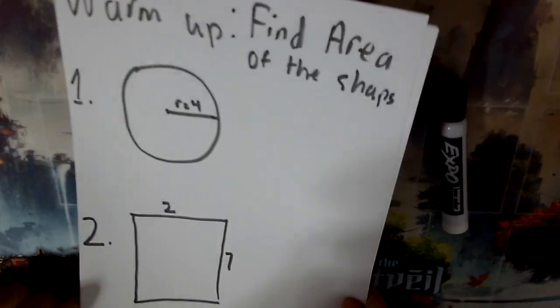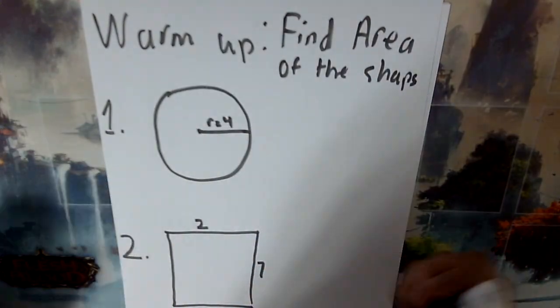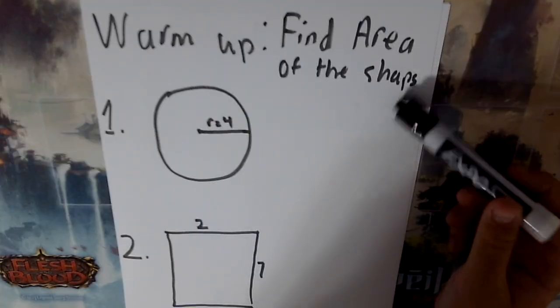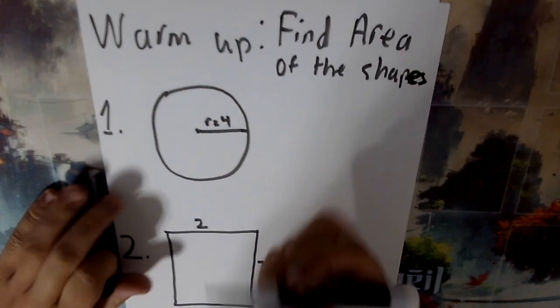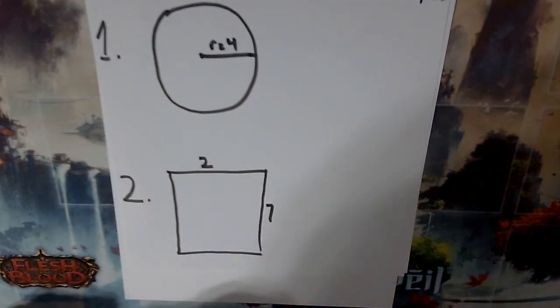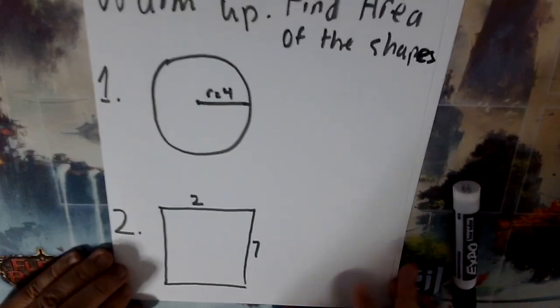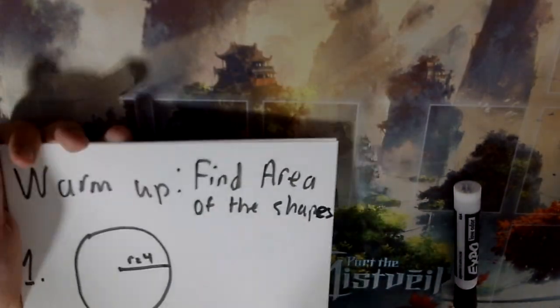I'll give you a couple of seconds to do it, but let's read the warm-up first. Warm-up: find the area of the shapes. We have a circle with radius 4, and we have a square with side lengths 2 and 7. I'll give you about a minute to figure out what the areas of these shapes are.